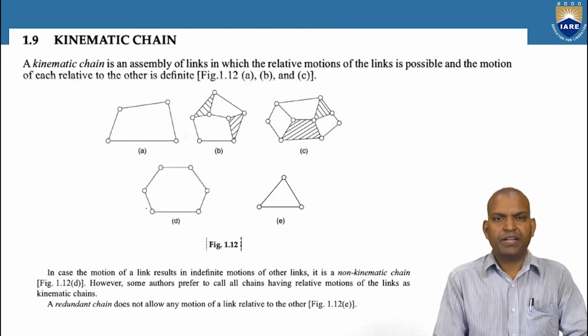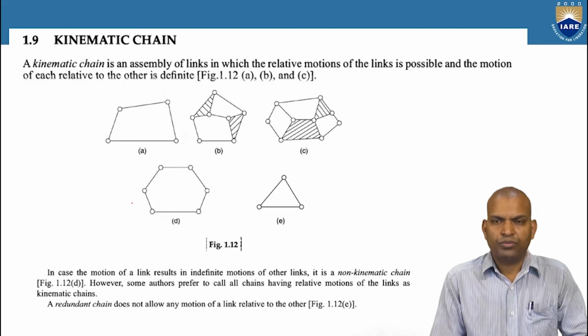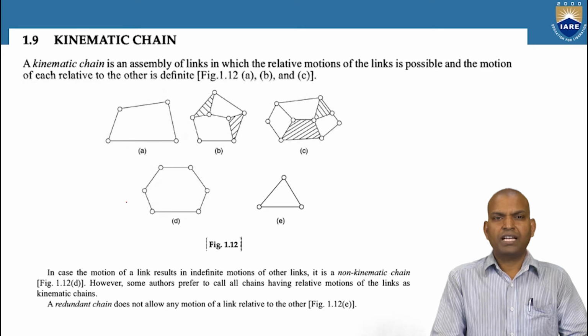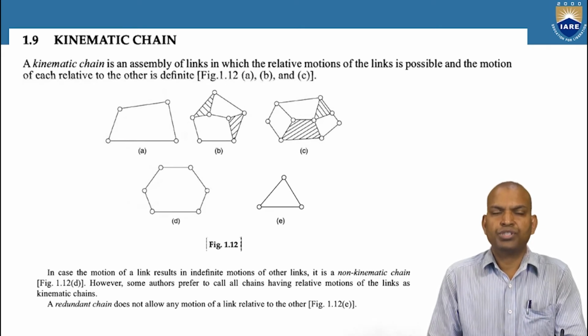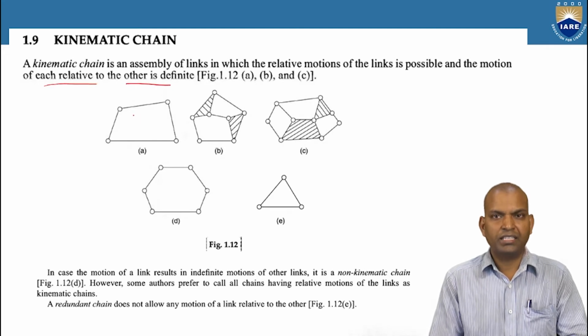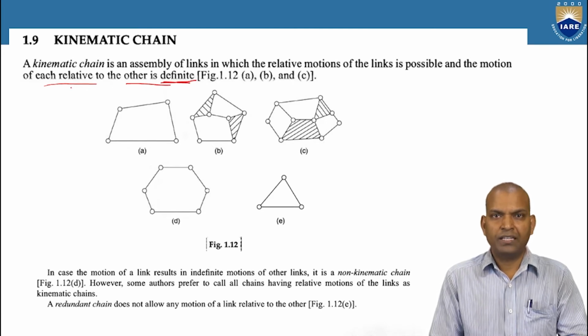Next, what is a kinematic chain? So far we covered degree of freedom, introduction. Now to find out the degree of freedom of various mechanisms or various kinematic chains, we have to understand what a kinematic chain is. A kinematic chain is an assembly of links in which the relative motions of the links is possible, and the motion of each relative to the other is definite. This word definite is the keyword. But the motion should be relative.